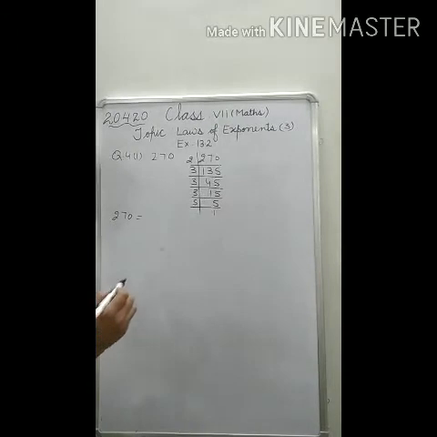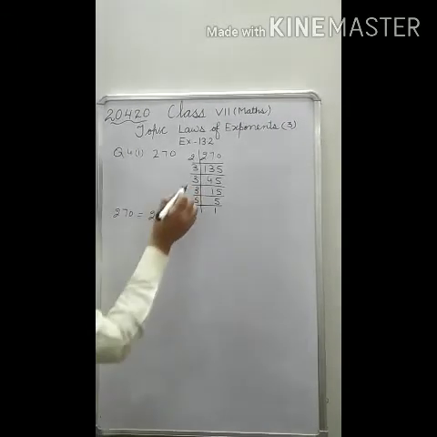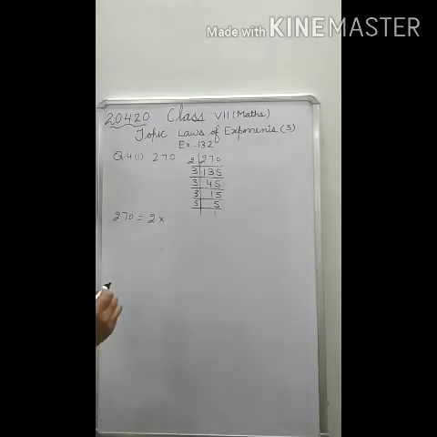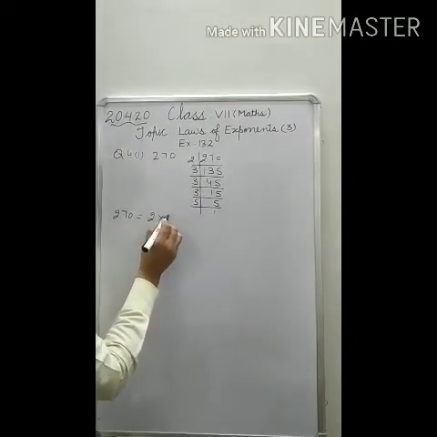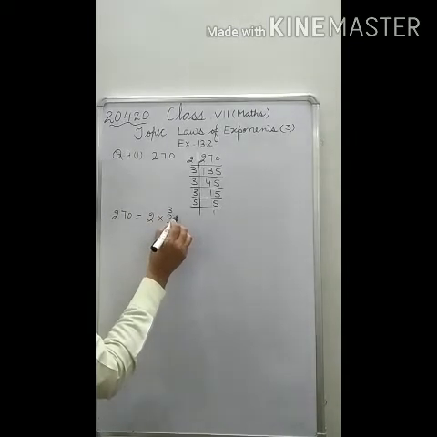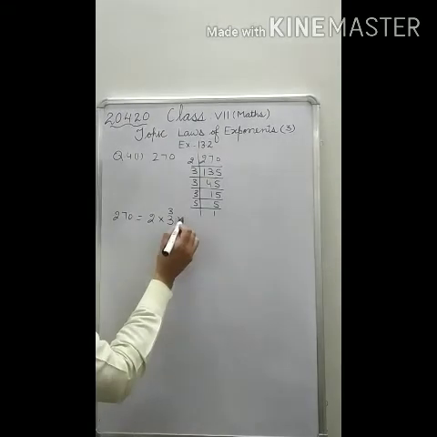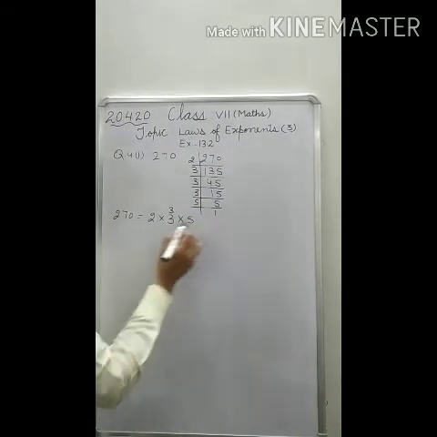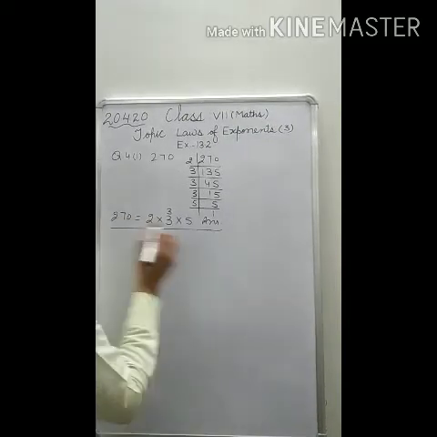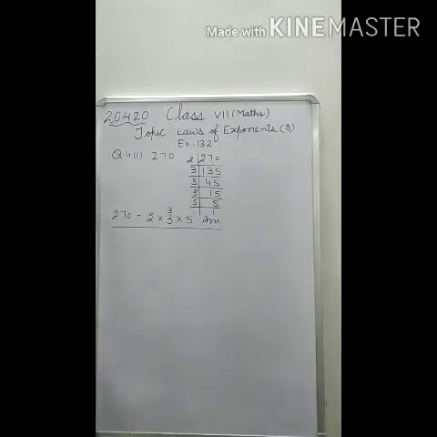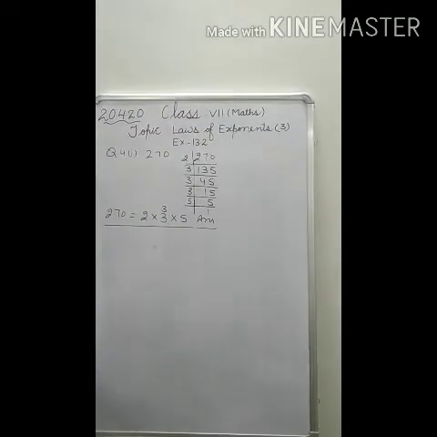So this 270 can be written as 2. How many times did 2 come? 1 time. So it will remain the same, 2, into. Now count 3. How many times did 3 come? 1, 2, 3. So it will be 3 raised to the power 3, into 5. 5 came only 1 time, so it will remain as it is. So this is the exponential form of this number. This is your first part. Now move to the next part.